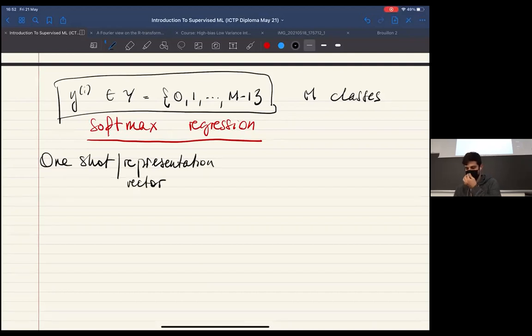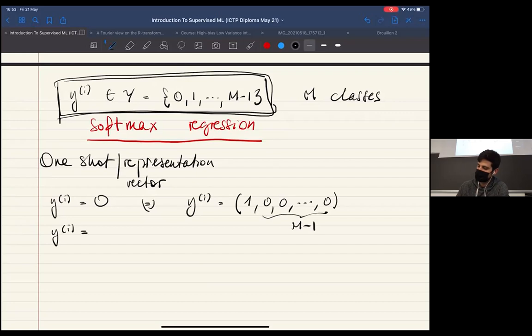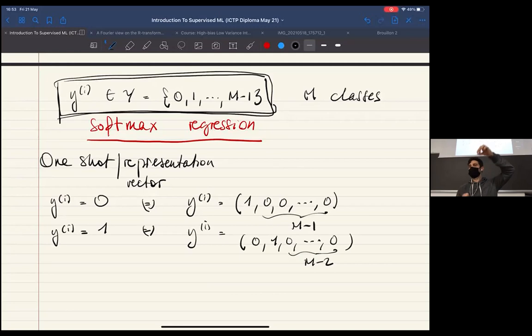So this is nothing other than just saying that now, if y_i in this primitive representation here is equal to 0, in the one-shot representation you represent this by a new label, which is a vector with a component 1, then 0, 0, 0, and here you have m-1 zeros. If instead in the original representation it is a 1, then in the one-shot representation this is 0, 1, 0, 0, and here you have m-2. So in the one-shot representation, each label is a vector of size m.